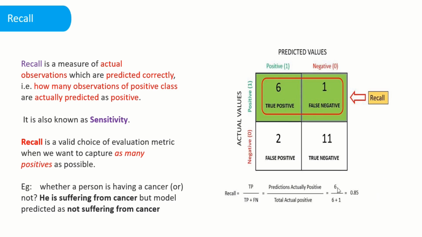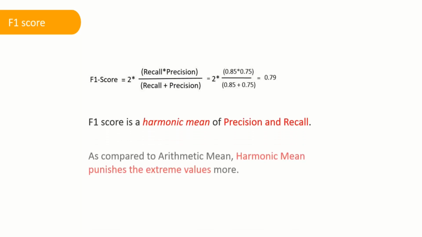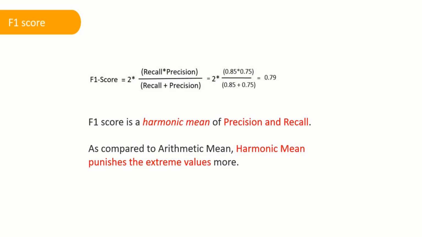So after this we have calculated recall also, and once we understand precision and recall, the F1 score will be a cakewalk for us. The F1 score is the harmonic mean of recall and precision. We have taken the harmonic mean because the harmonic mean punishes extreme values more in comparison to the arithmetic mean, and if the F1 score is usually higher, close to 1, then our prediction is said to be a good prediction.